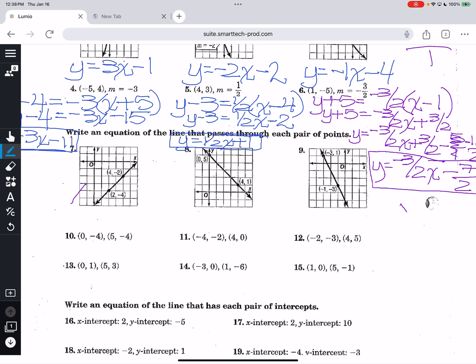So for number 7, who can tell me what slope is for number 7? Negative 4 over 2. Mm-mm, no.